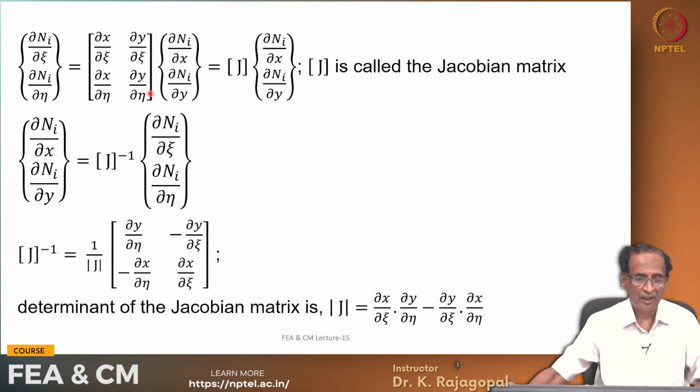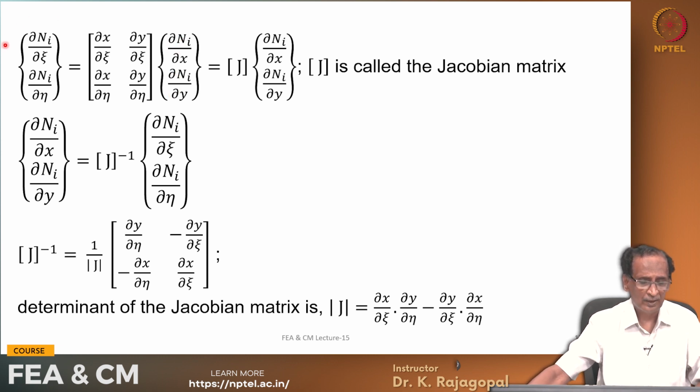And so we can write this in matrix form like this: dou N by dou xi, dou N by dou eta, equals the matrix of dou x by dou xi, dou y by dou xi, dou x by dou eta, dou y by dou eta, multiplied by dou N by dou x, dou N by dou y.